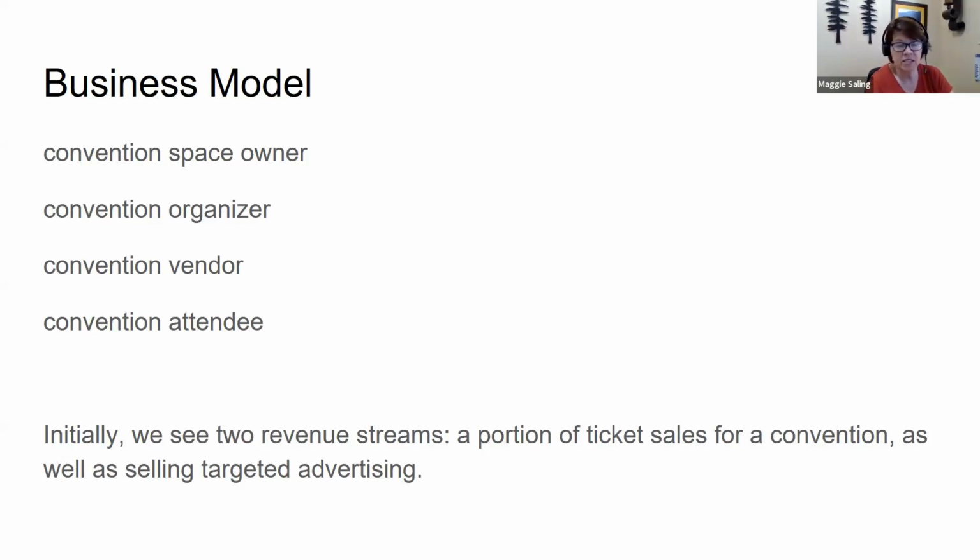However, this does not describe how much they're going to make. How much are they going to charge the convention space owner? How much are they going to charge individual vendors? Are they going to charge the attendees or not? So we really don't have enough information on this business model slide. They haven't thought it through, and they haven't even made any assumptions about what they can charge.